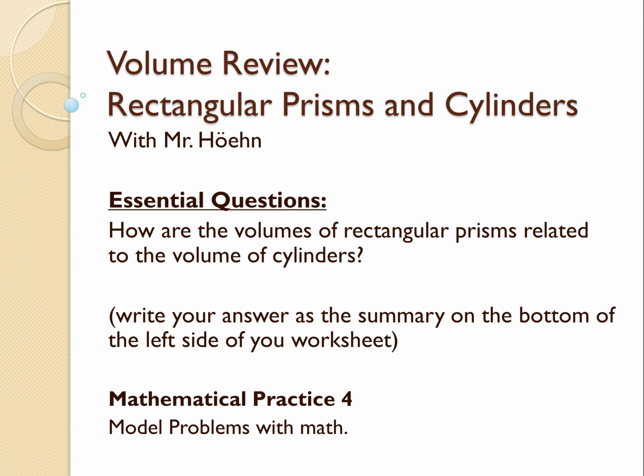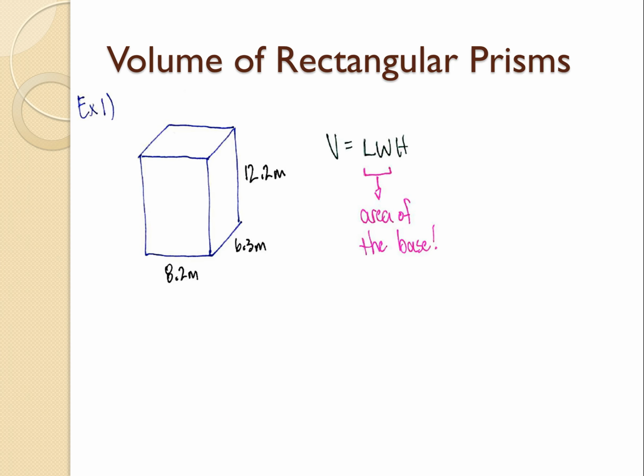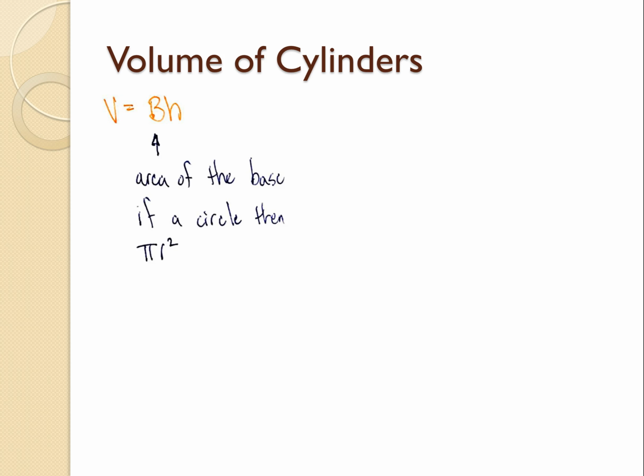So if our essential question was, how are the volumes of rectangular prisms related to the volume of cylinders? And we saw that length times width was the area of the base. And capital B is the area of the base of a cylinder, or the area of the base of any figure. Right, that should be the answer to some kind of essential question somewhere.